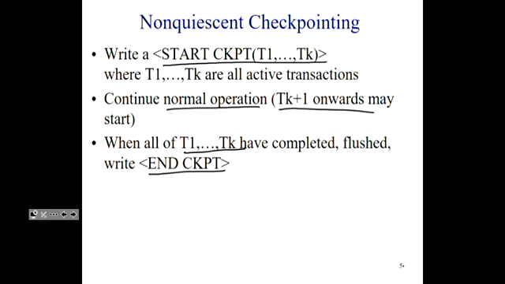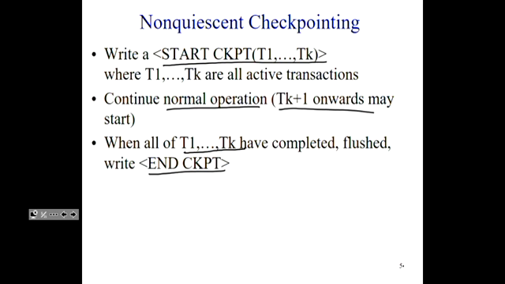Unlike the previous case, where there is one checkpoint that says I draw a line in the sand, everything above it has finished and everything below it is unrelated to what's above, here there is a period of ambiguity. I draw a line saying these are the transactions still active at this point. Then I draw a second line saying all of those that were active have completed by the second line.